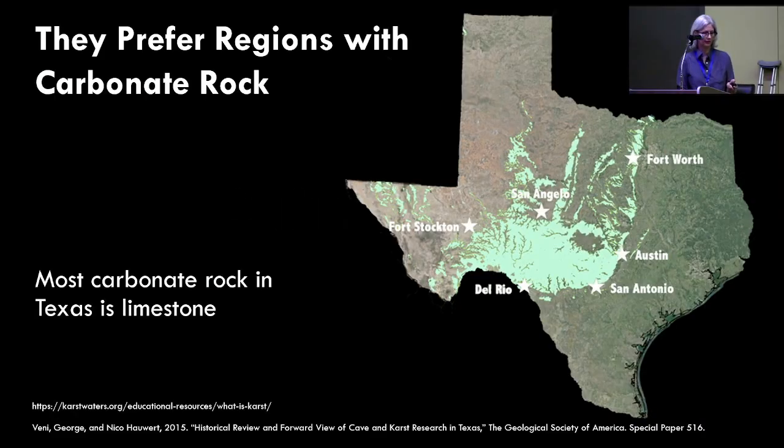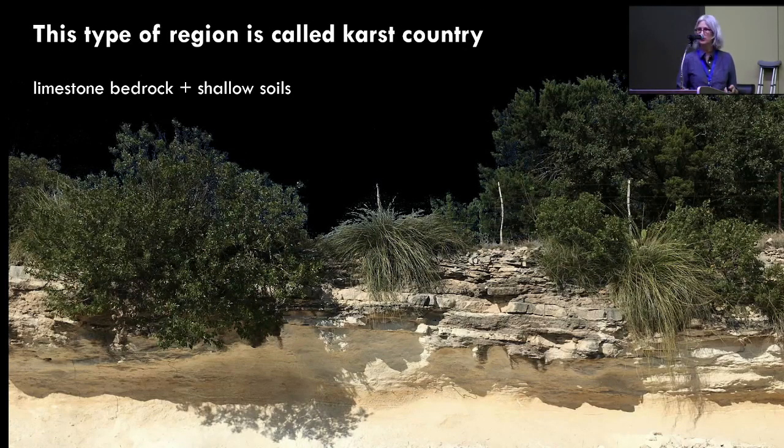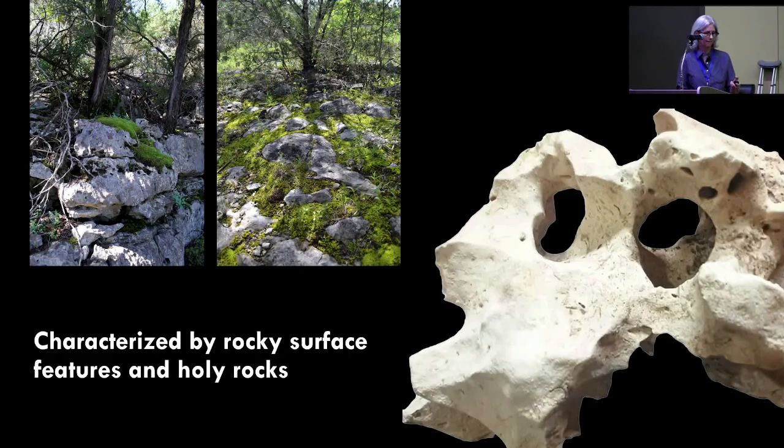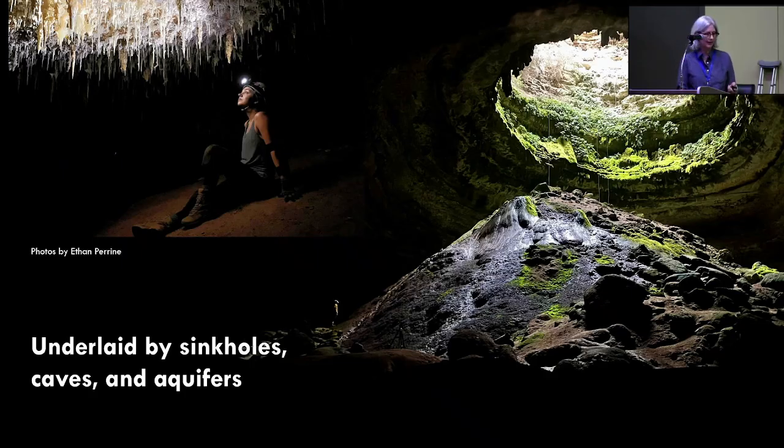Regional preference. They prefer regions with carbonate rock. That kind of aqua color in the middle shows approximate extent of carbonate rock in Texas. In Texas, most of this is limestone. And this type of region can be called karst country. Some may call it karst terrain, karst land, but I like to call it karst country. And it's limestone bedrock with very shallow soils. And it's characterized by rocky surface features, holey rock, and other types of neat features, and underlaid by sinkholes, caves, and aquifers.